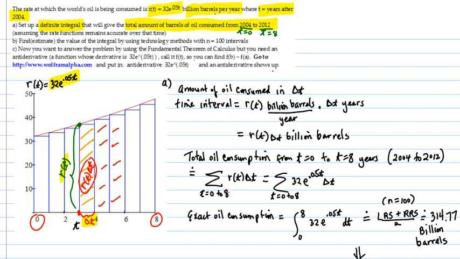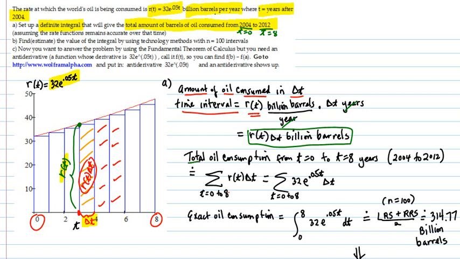So the way you should write this out is write down in words what you're talking about. Amount of oil consumed in a delta T time interval is R of T in billions of barrels per year times delta T years. This way you'll be able to cancel those years out in your mind and say, yes, I really am getting billions of barrels when I multiply those two together. So I have this amount in the delta T time interval.